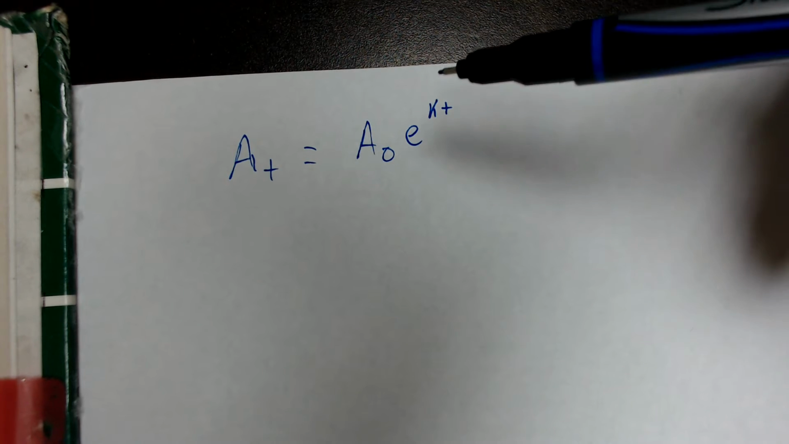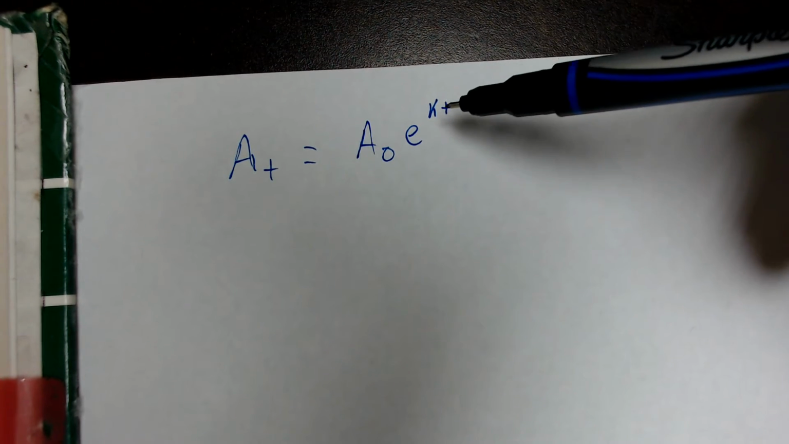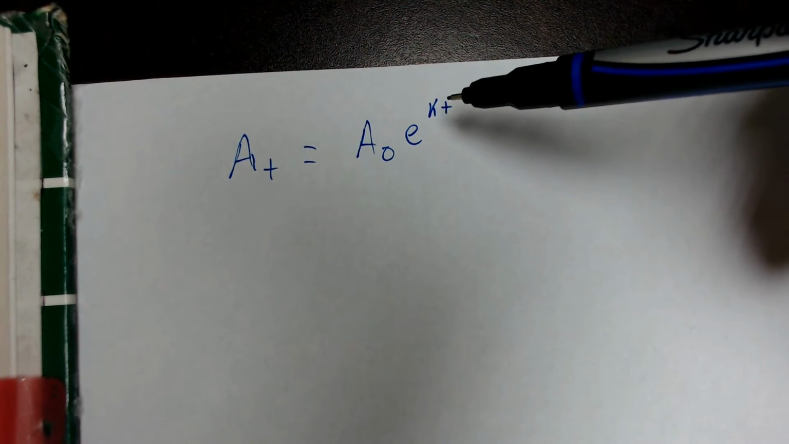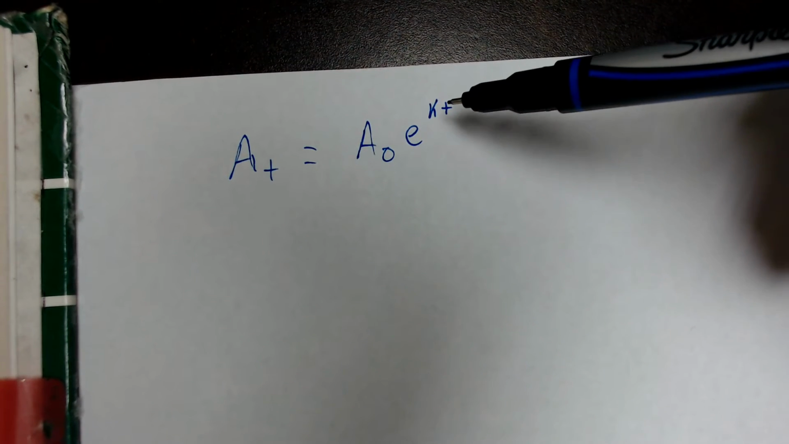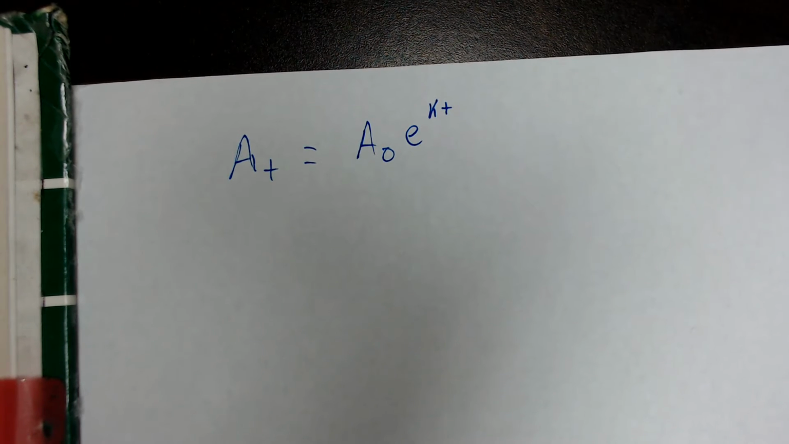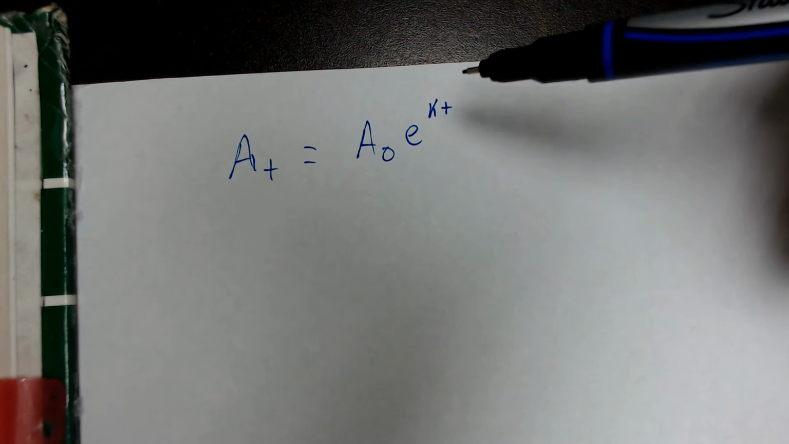Now, the key to understanding whether or not you're having exponential growth is your K. If your K is a positive number, then you're having exponential growth. If your K is a negative number, you're having exponential decay. Pretty simple, right?